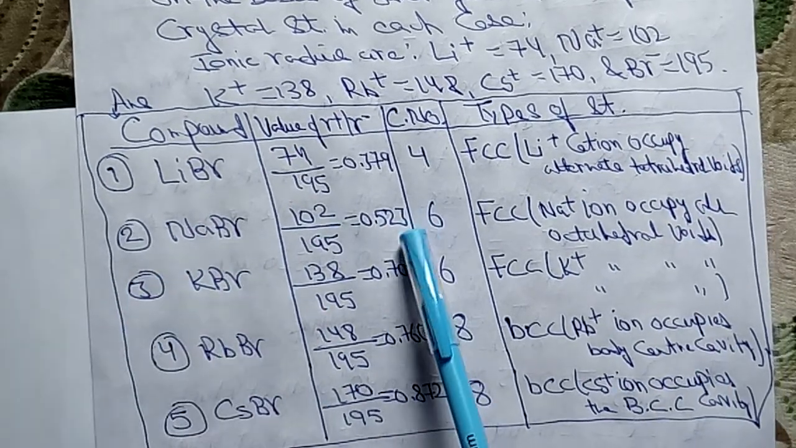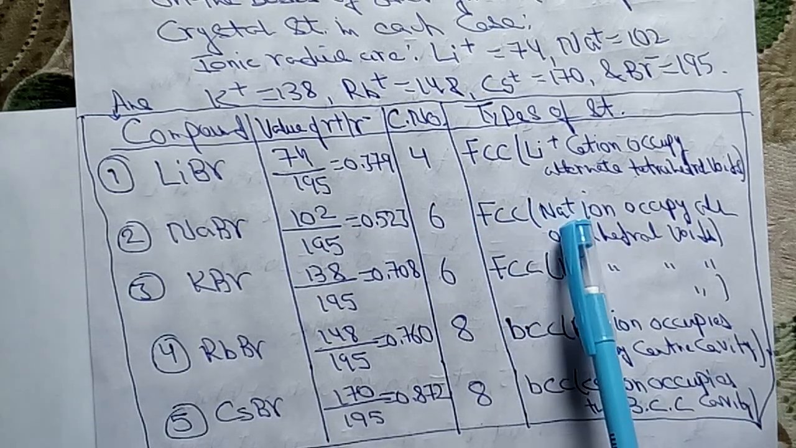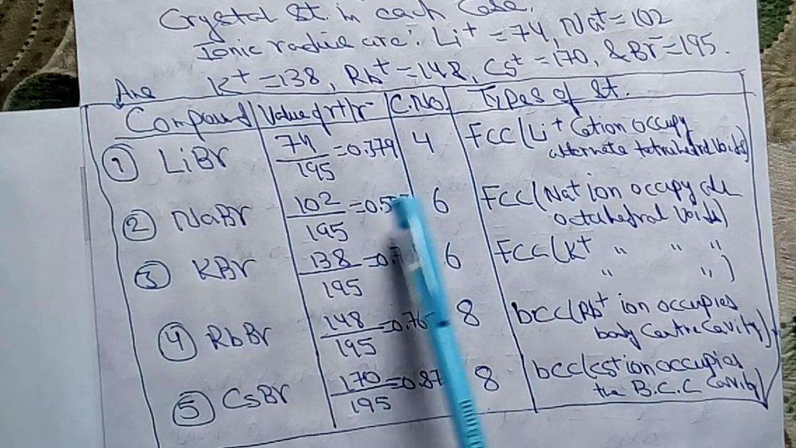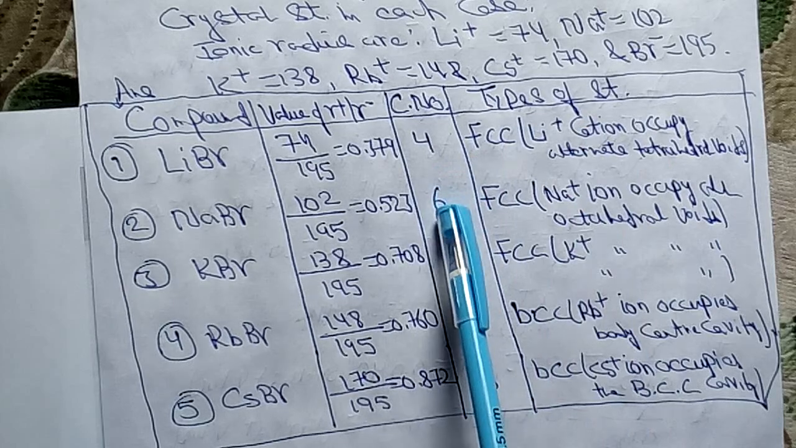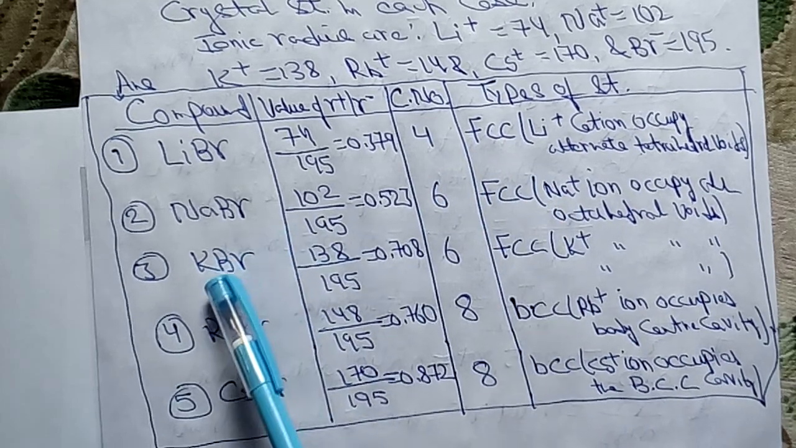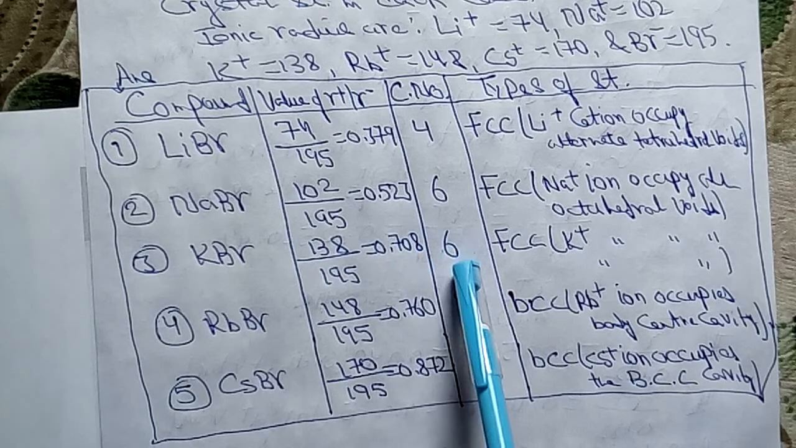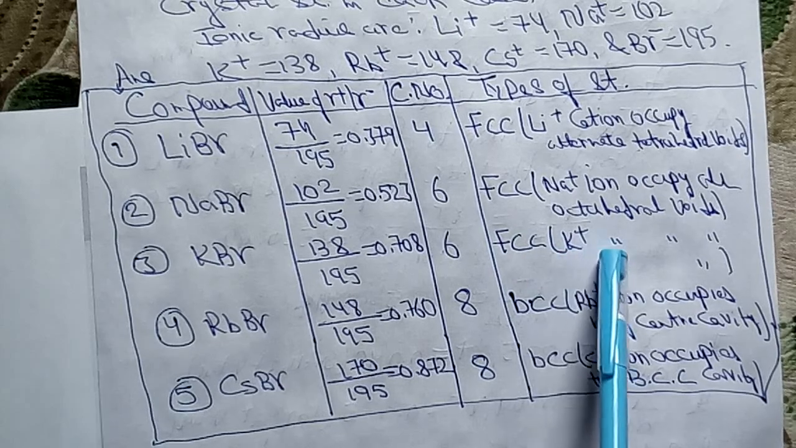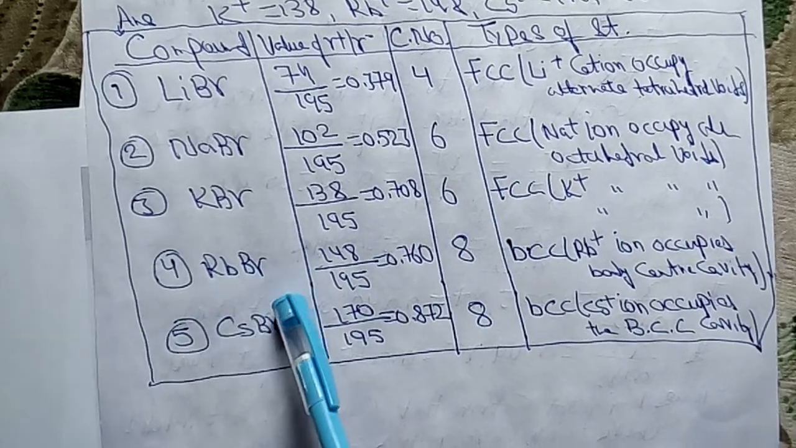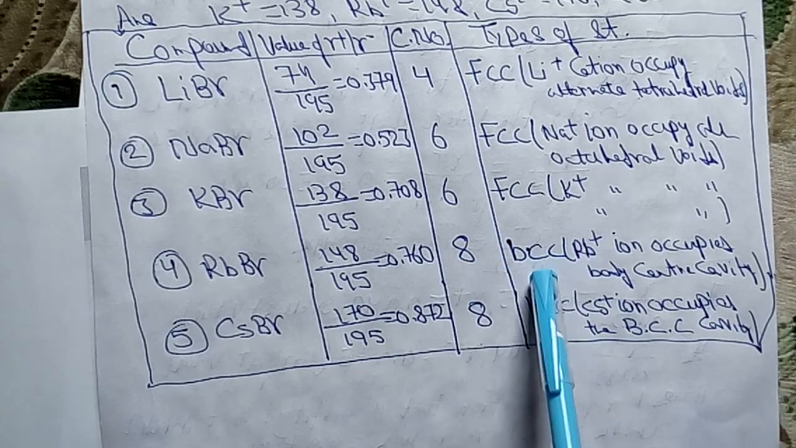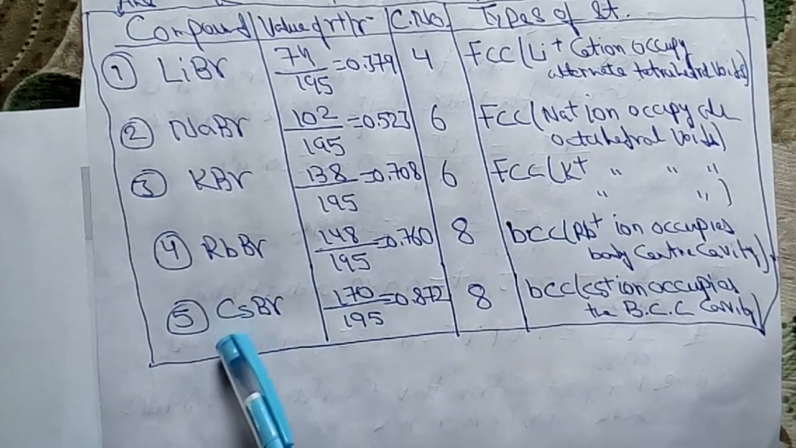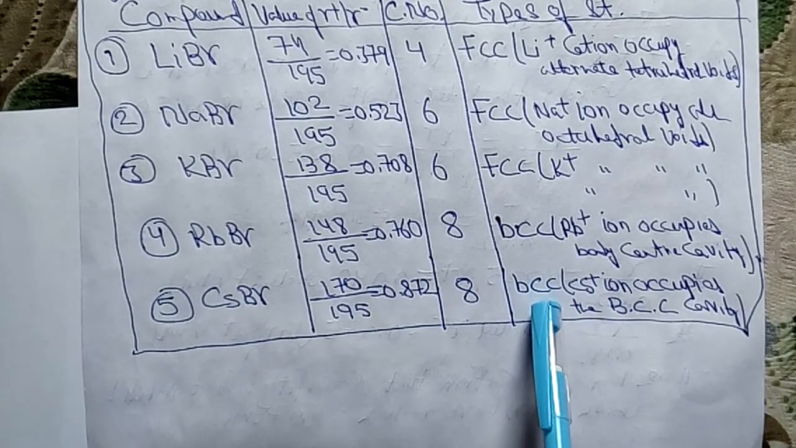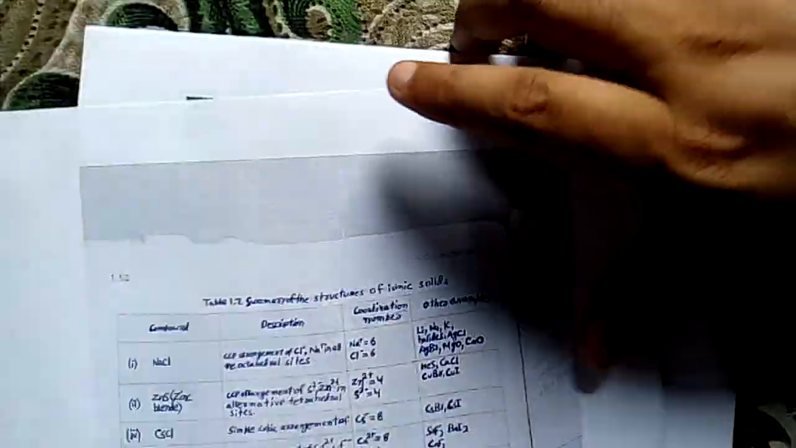In the same way, sodium bromide value comes with coordination number 6, FCC crystal. Sodium occupies octahedral void. So it depends on the value given, and based on that we decide which type of void, what the coordination number is, and what type of structure. Potassium bromide, 0.708, coordination number 6, FCC structure, K+ occupies octahedral void. Rubidium bromide, coordination number 8, BCC structure. Same way cesium bromide, coordination number 8, BCC structure. So we have completed till here.